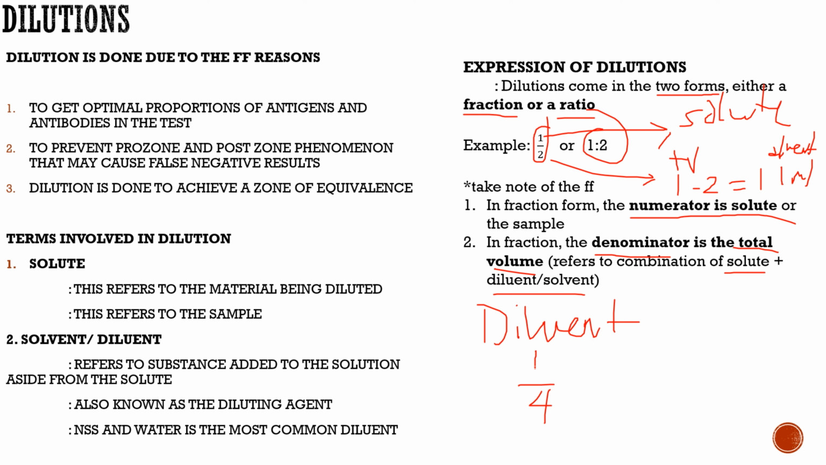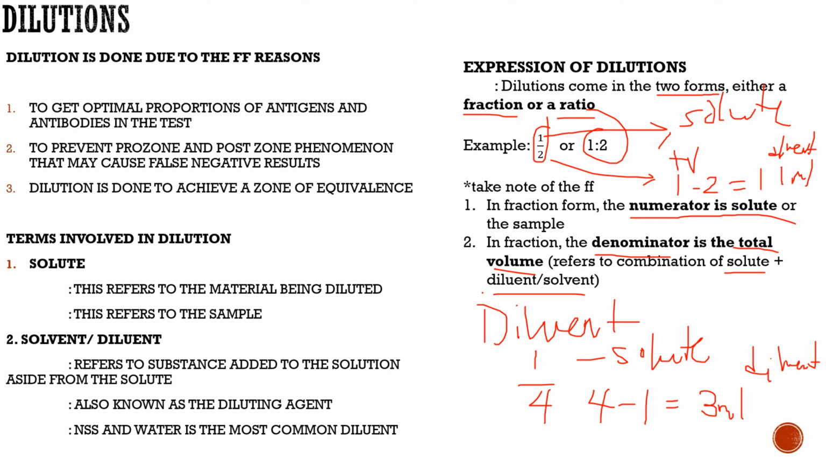So automatic, class, your numerator is 1. This is the solute. Now you have the total volume here, which is 4. So this is a combination of the solute and the diluent. For you to get this, just subtract the total volume minus the solute. Therefore, the diluent is 3 ml.